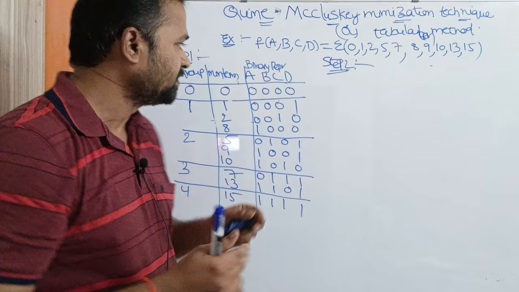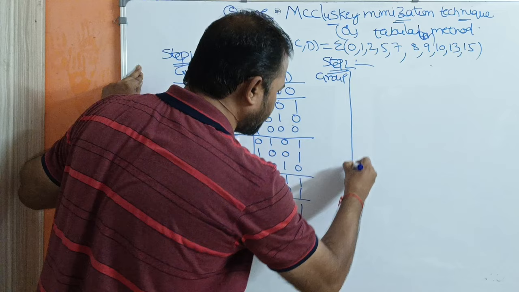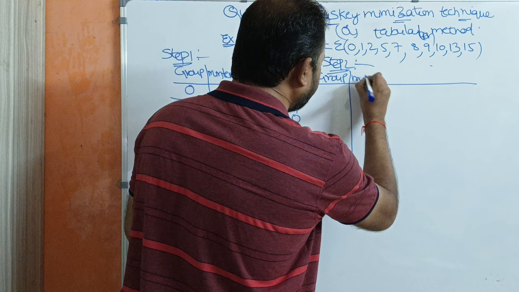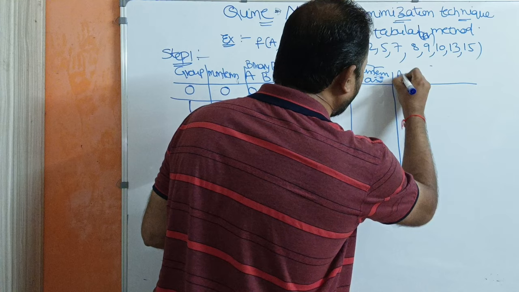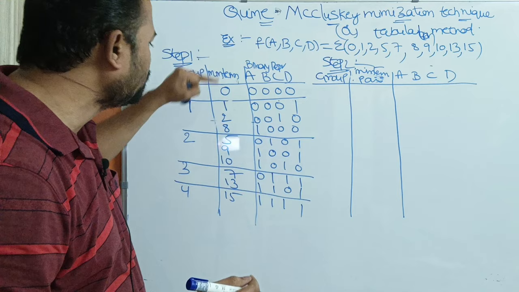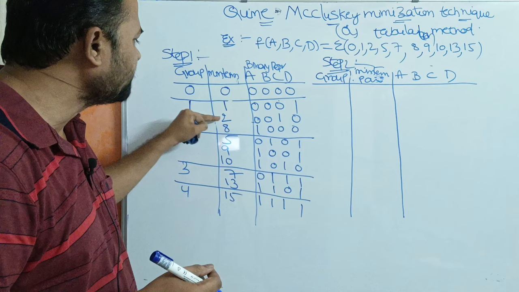Same here also, we have 3 columns. The first column represents group, the second column represents min term pair, and the third column represents the binary representation of ABCD. Here we have to compare group 0 with group 1. So what is group 0? In group 0 we have 0, whereas in group 1 we have 1 to 8. So first, 0 will be compared with 1.